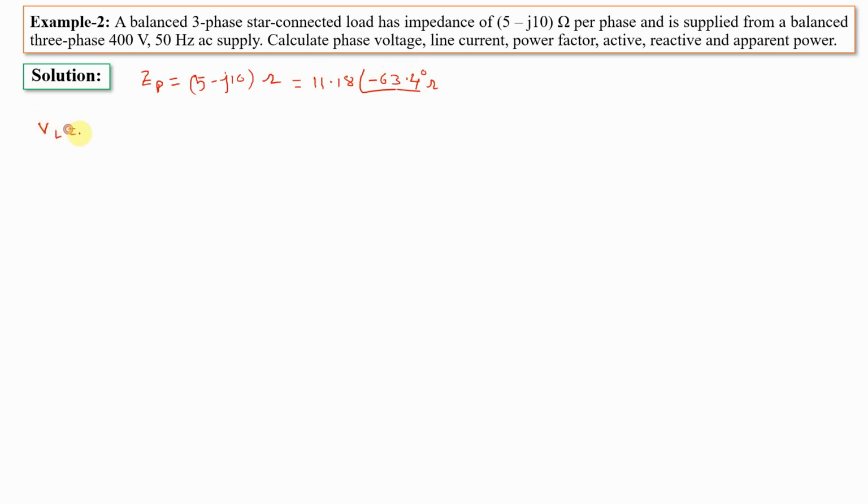VL is given here as 400. So the phase voltage will be VL by root 3, as in a star connected system the phase voltage is line voltage upon root 3. So it is 400 upon root 3 and the value will be 230.94 volts.